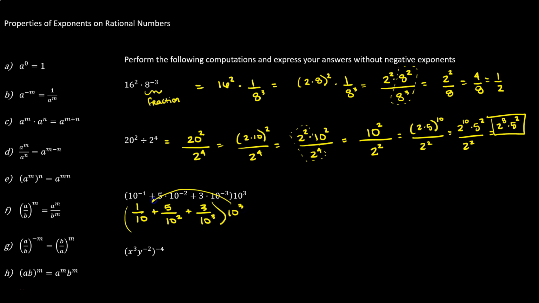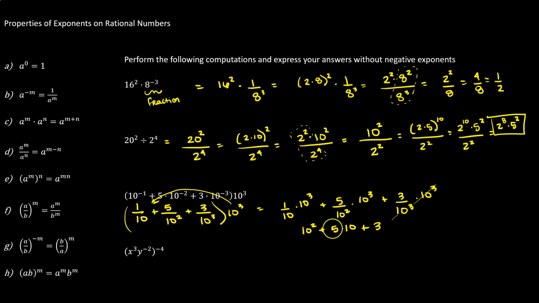We can distribute that 10 cubed into each one of those terms. So that would be 1 over 10 times 10 cubed plus 5 over 10 squared times 10 cubed plus 3 over 10 cubed times 10 cubed. And then we'll try to simplify. 10 cubed over 10 would leave us with 10 squared. 5 over 10 squared times 10 cubed would leave us with 5 times 10. And then 10 cubed over 10 cubed divides off, so we would just have plus 3.